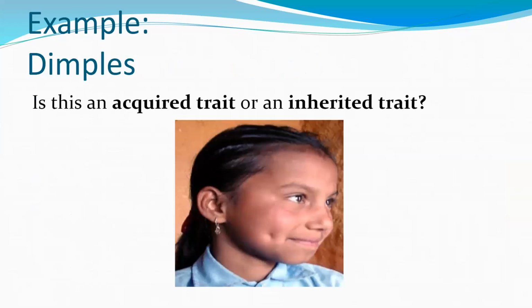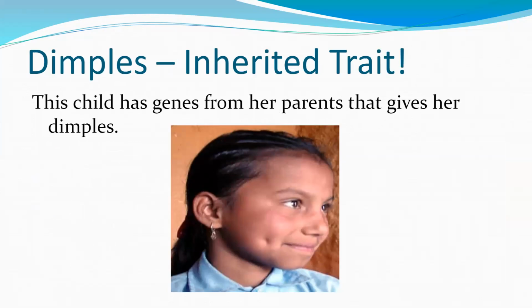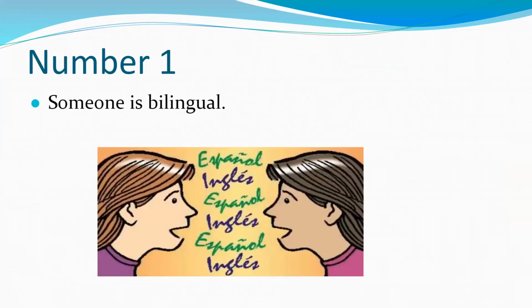So let's look at some pictures. Dimples. Are dimples acquired or inherited? Dimples are an inherited trait. This child got the genes that her parents gave her, and they were dimples. Let's look at some more examples. Someone is bilingual, so they speak two languages.